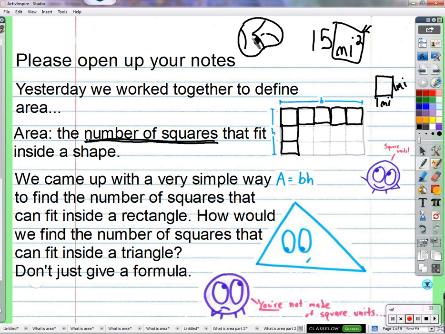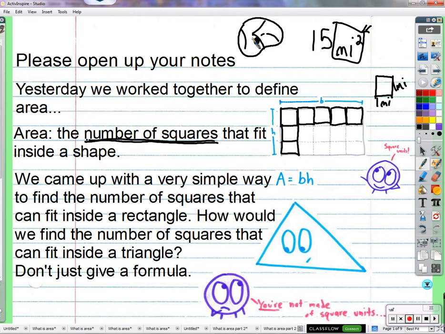So what is the area of this rectangle? 15 miles. Why? Because 15 squares fit. Not because 5 times 3, but because 15 squares fit in there, we can see it. You can calculate it as well. We know that if this side's 5, this side's 3, then 5 times 3, I know that there's room for 15 squares.